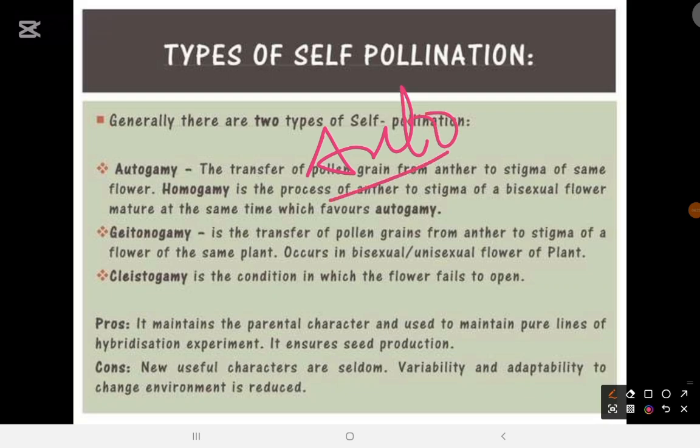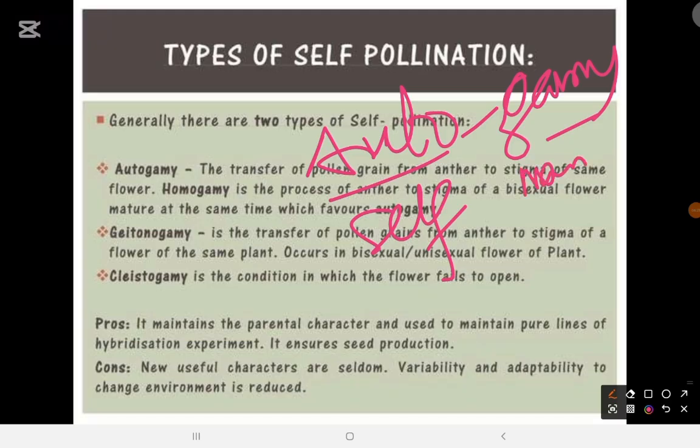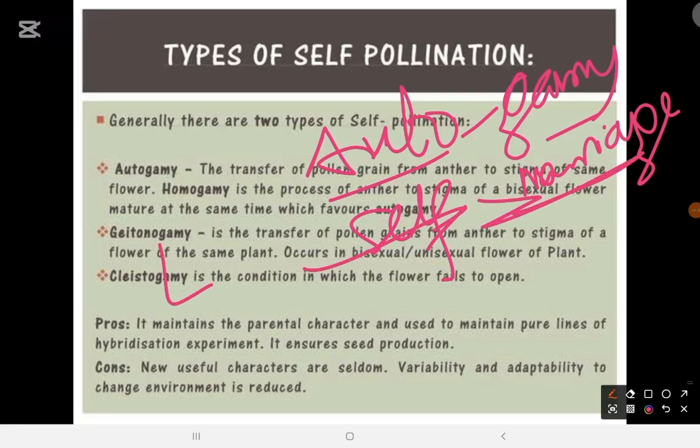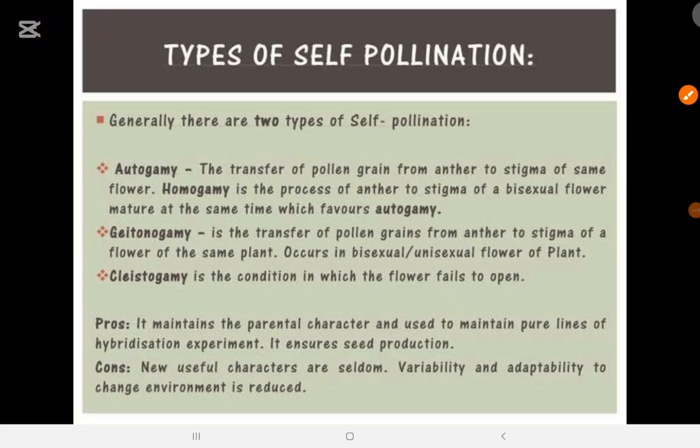Now, what does auto mean? Auto means self, and of course, gami means marriage. So it literally means self marriage. That is autogamy, self marriage. Now, what does that mean? It means we transfer pollen grain from the anther of one flower to the stigma of the same flower.